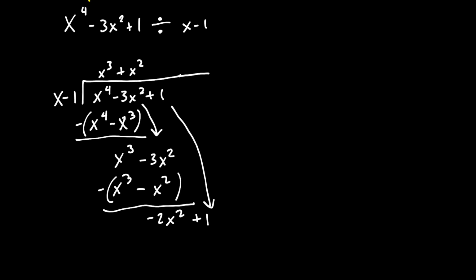And we want to get rid of the negative 2x squared, so we're going to multiply our x minus 1 by a negative 2x. This becomes a negative 2x squared plus 2x. Multiply this by negative 1 and simplify. So the negative 2x squareds cancel out, and we're left with a negative 2x plus 1.